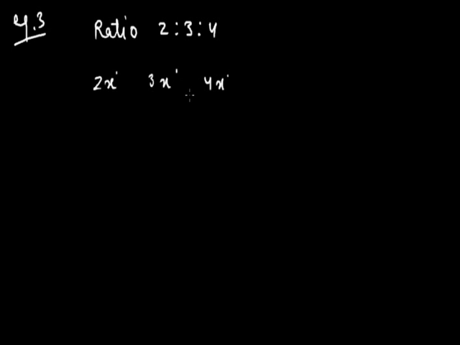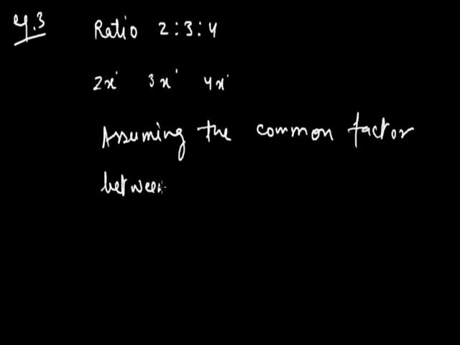I have assumed the common factor between the angles as x degrees. So multiplying each term of this ratio with x degrees, I will get the measure of each angle. Alright, what I said, I am writing it in words: assuming the common factor between the angles as x degrees, then according to the given ratio, the measures of all the three angles will be 2x degrees, 3x degrees and 4x degrees.